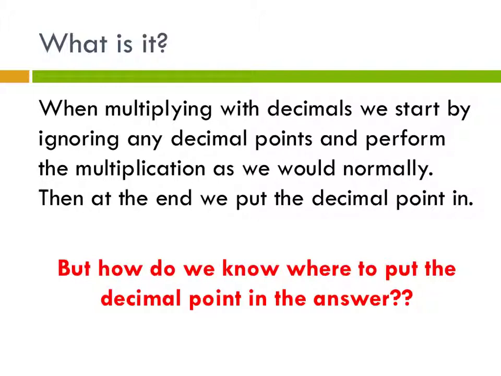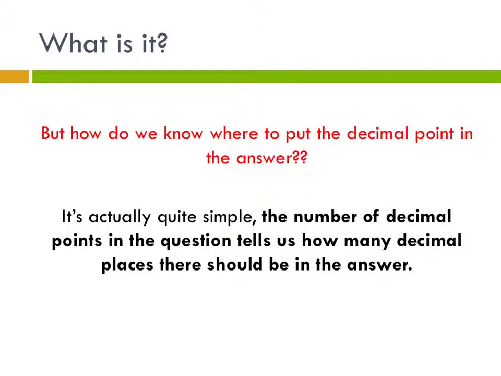But how do we know where to put the decimal point in the answer? If I've just told you to ignore it and put it in at the end, how do I know where to put it? It's actually quite simple. The number of decimal places in the question tells us how many there should be in the answer, and it indicates for us where we should be putting the decimal point.